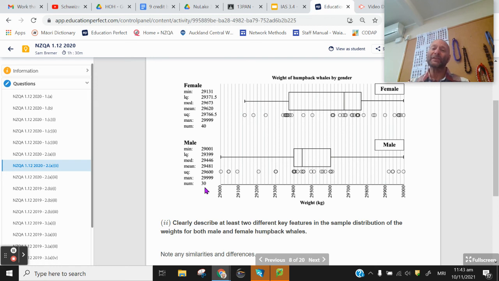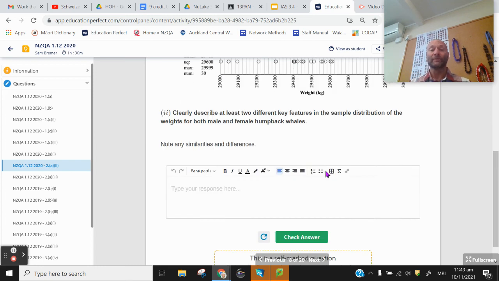than the rest. Pretty small sample size, 30 and 40. So maybe with a much bigger sample size, these wouldn't look so strange. That would be good to say.